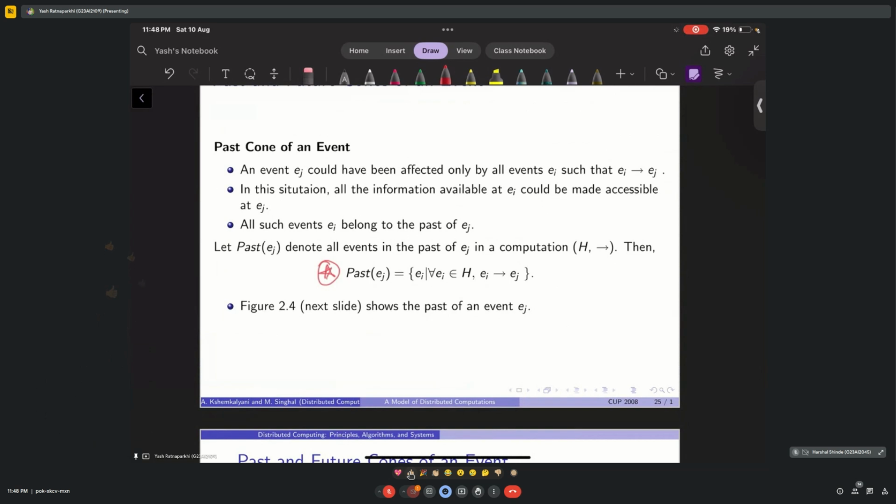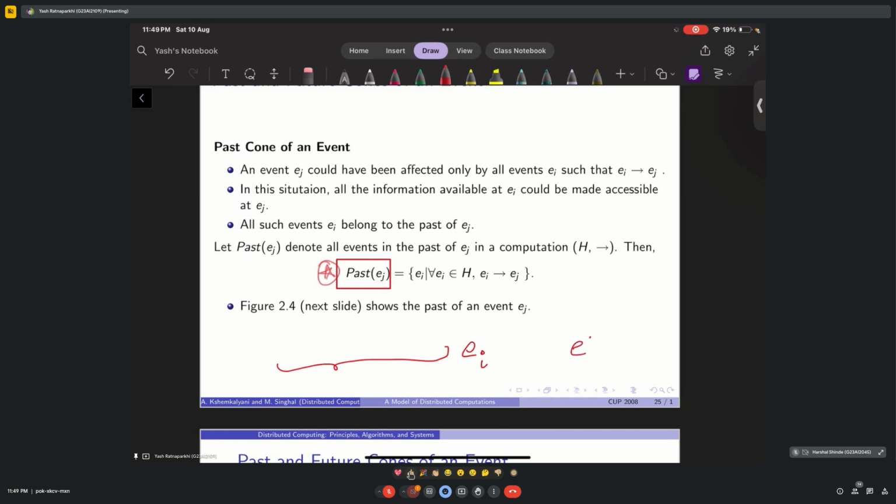Now, past cone of an event and future cone of an event. Again, it is really easy and convincing to understand. All events EJ that could have been affected are all the events EI such that EI happens before EJ. That is the basic definition. अभी past क्या होगा? Past of EJ, basically on the point EI. Every event that has occurred before EI is past. That's what it is trying to say.